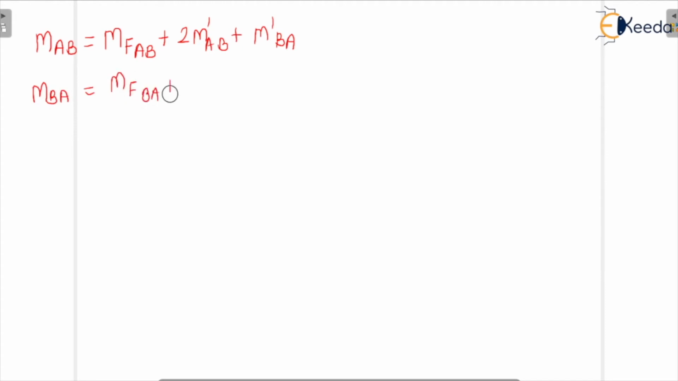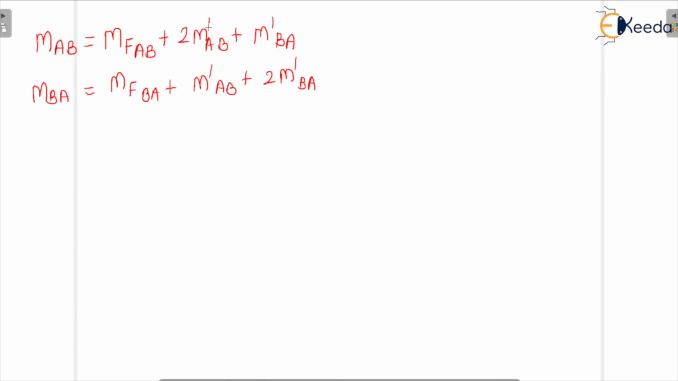Our formula becomes total moment. Total moment m of AB is equal to, first we write the fixed end moment mf of AB plus 2m dash AB plus m dash of BA. So this is nothing but, if you remember our slope deflection equations, mf of AB plus 2EI by L into 2 theta A plus theta B, right? The same equation it is. And this is m of BA: mf of BA plus m dash of AB plus 2m dash of BA.